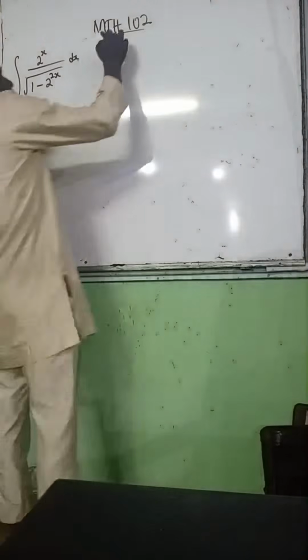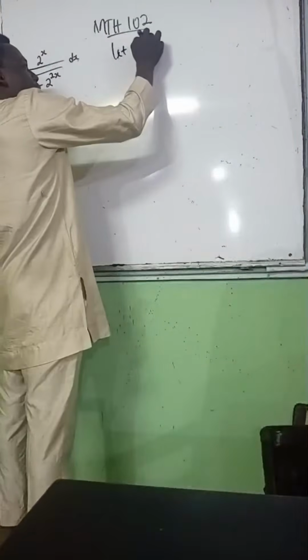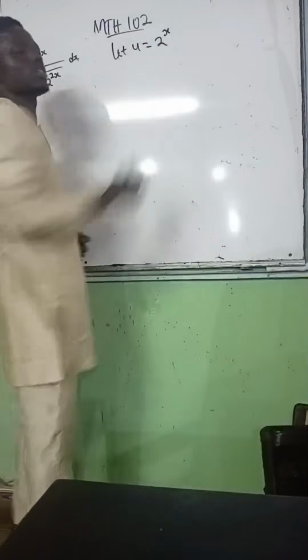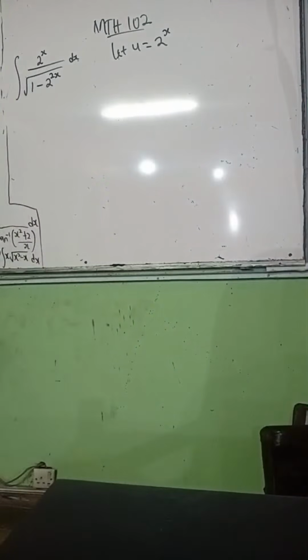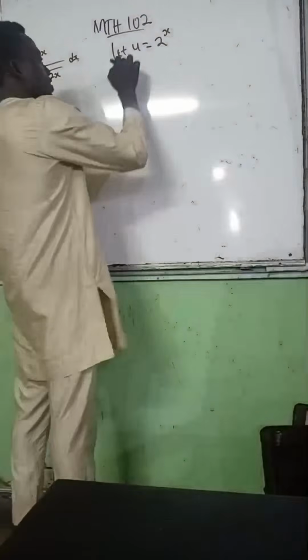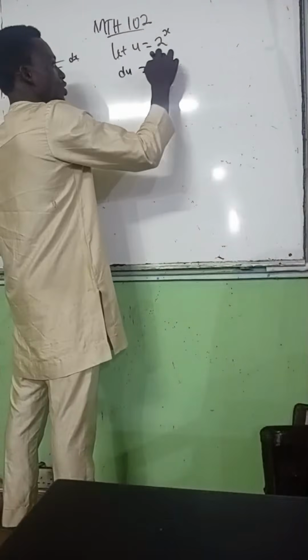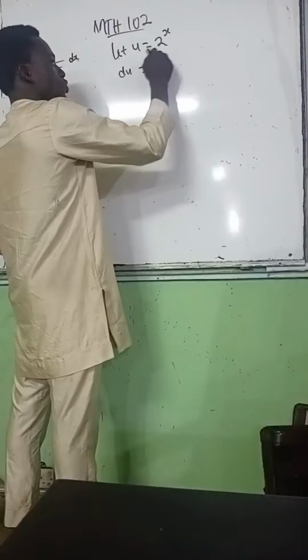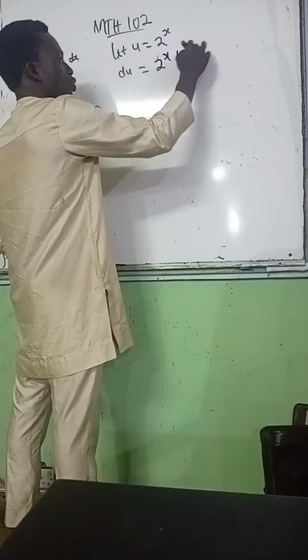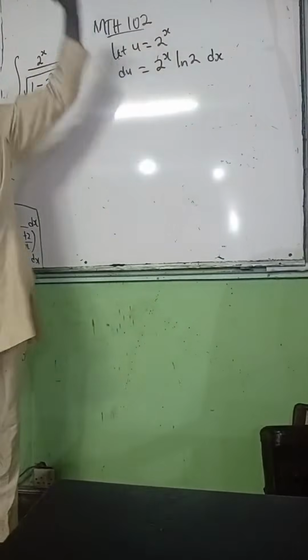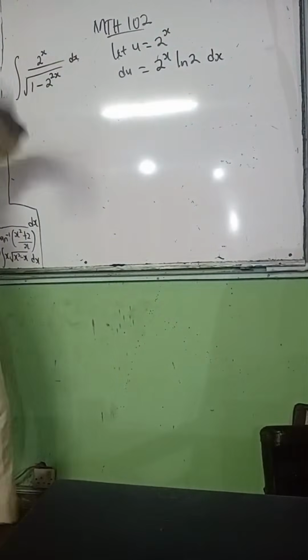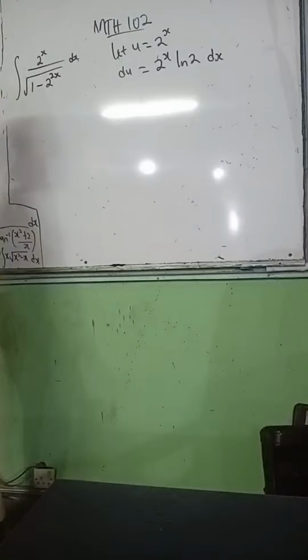I feel like let u be 2 raised to power x. I just feel like that, and I will express my feelings now. So if u equals 2 raised to x, du will give us what? 2 raised to x ln 2 dx. Now to differentiate that, the derivative of a raised to x is a raised to x ln a.